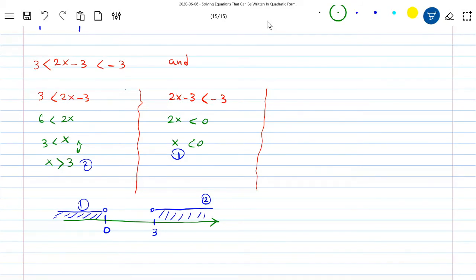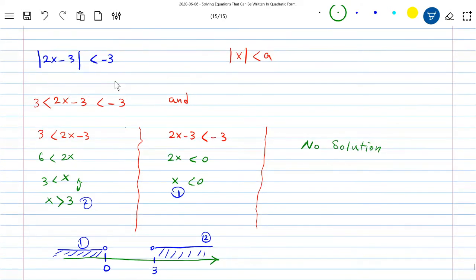So what do I say? I say this has no common area, which means there is no solution to satisfy both of them at the same time. And this is exactly what you can say originally. You have an absolute value that is less than a negative number. Absolute value is always positive. It's not possible to have a positive number less than or equal to negative. So that's why you have no solution.